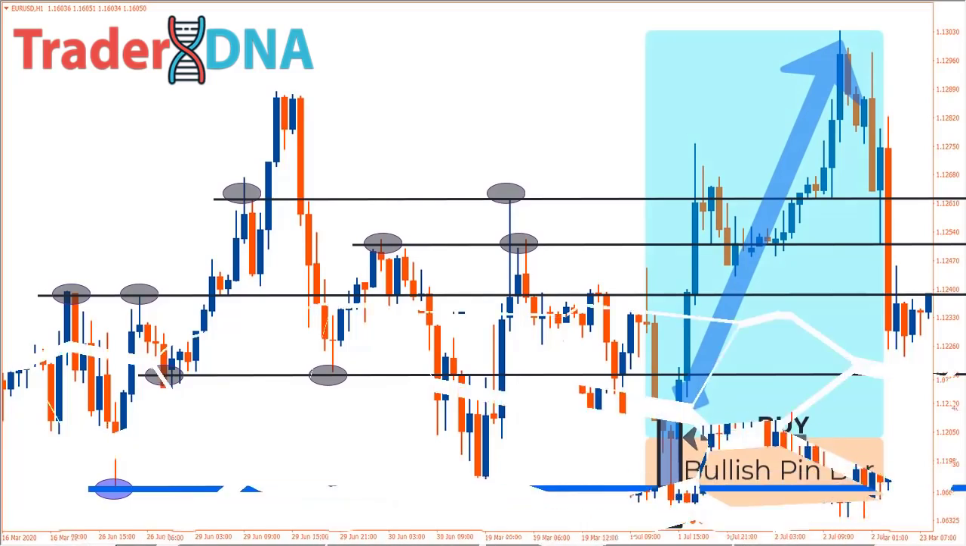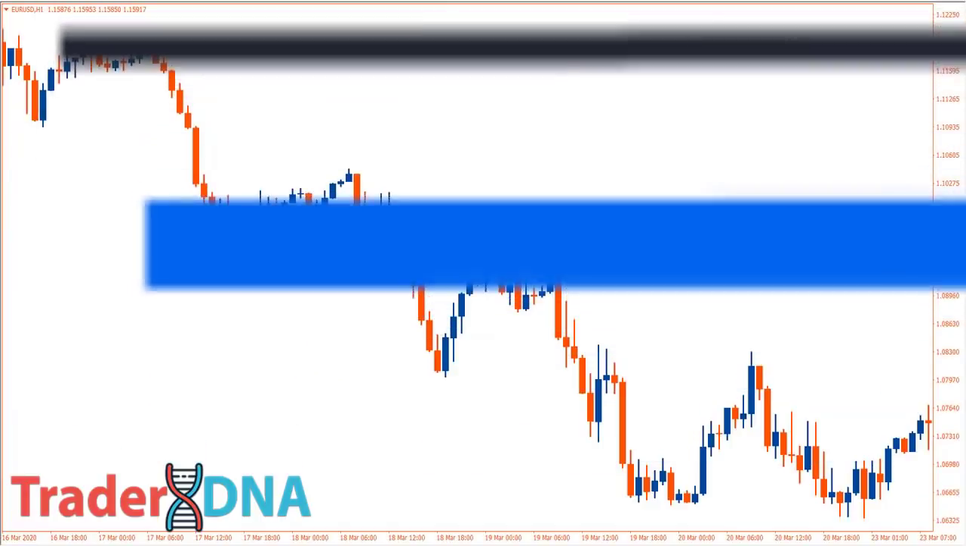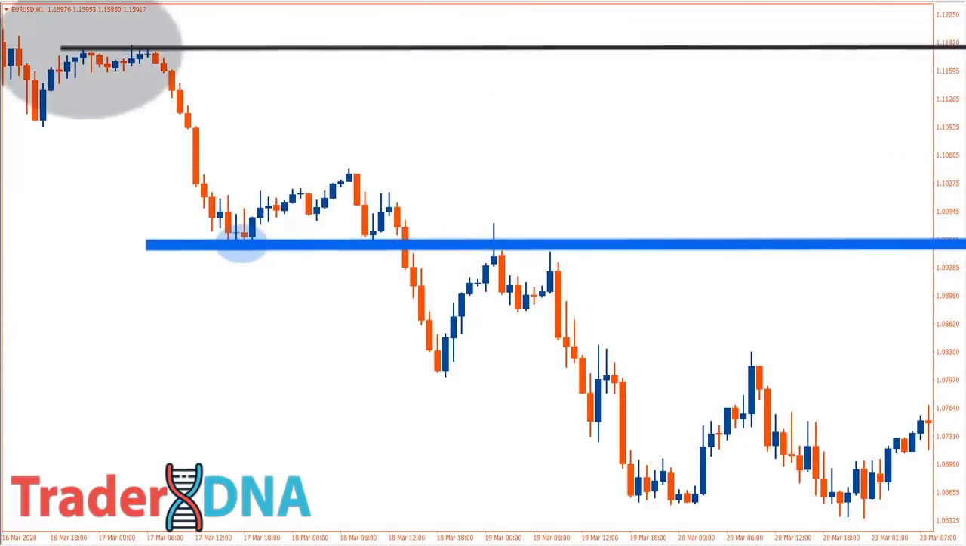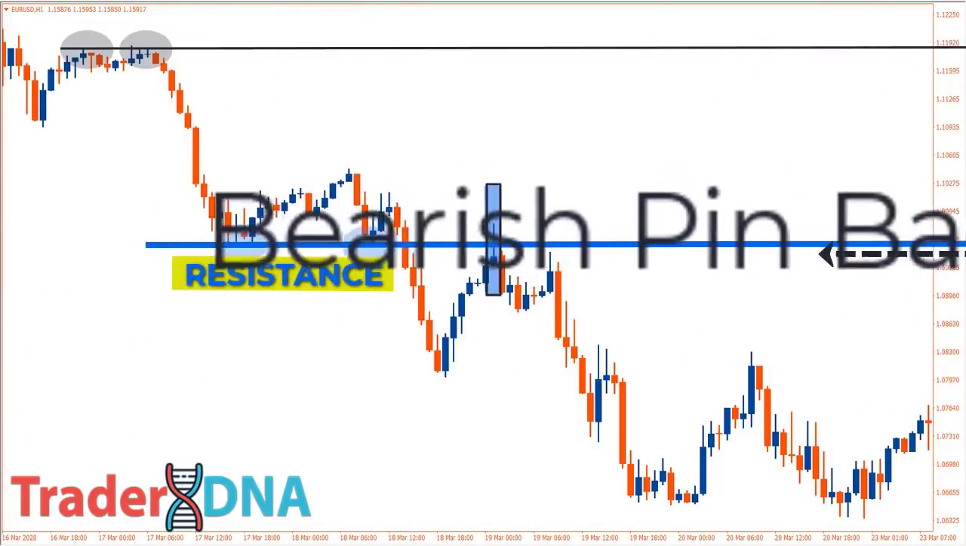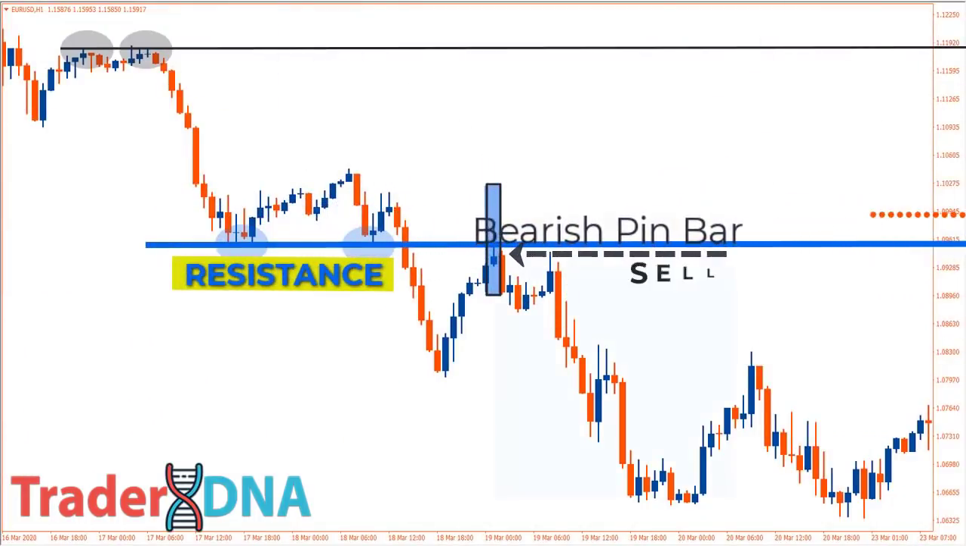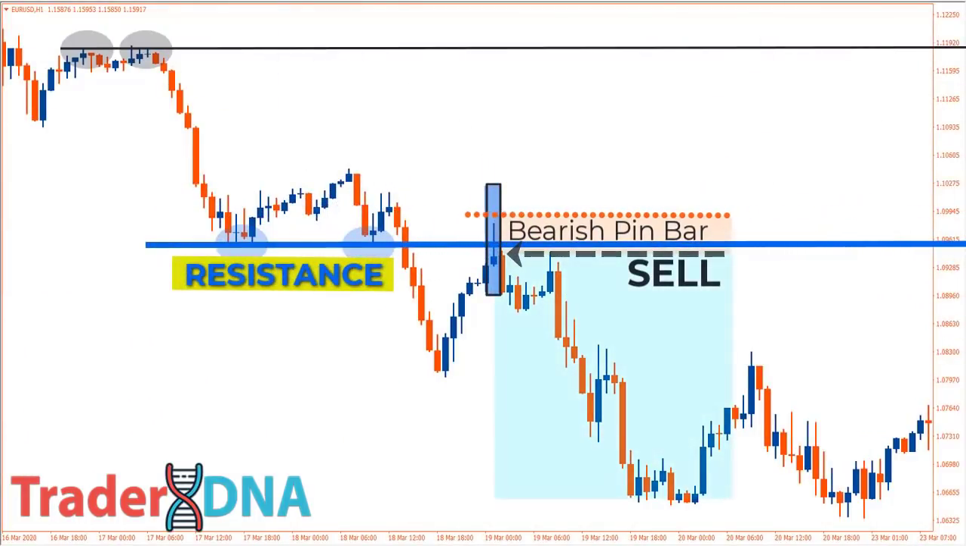For trading resistance levels, you follow the same process. You wait for a bearish pin bar to form at resistance, place your stop just above the high of the pin bar, then see if price reverses. Very easy, right? Here are other examples of the pin bars trading at support and resistance levels.